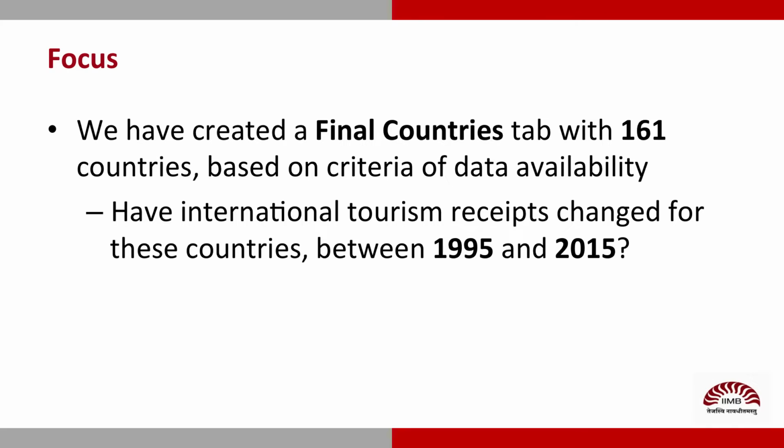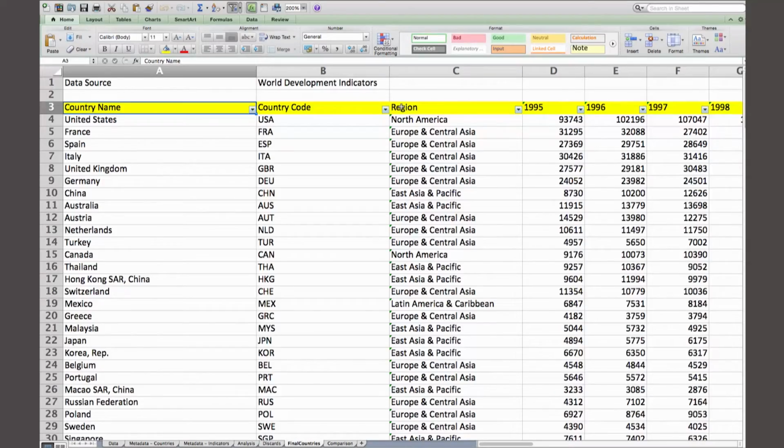It's natural for us to ask, have international tourism receipts changed for these countries between these 2 years? So one approach would be to compute and compare a few location and dispersion measures for the 2 years.